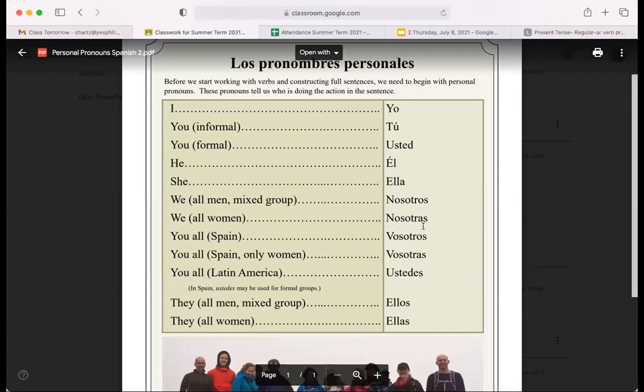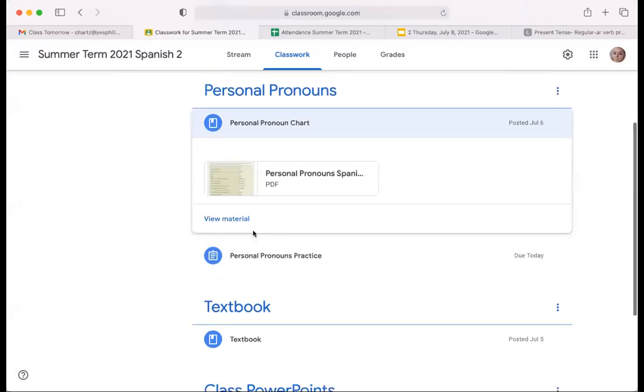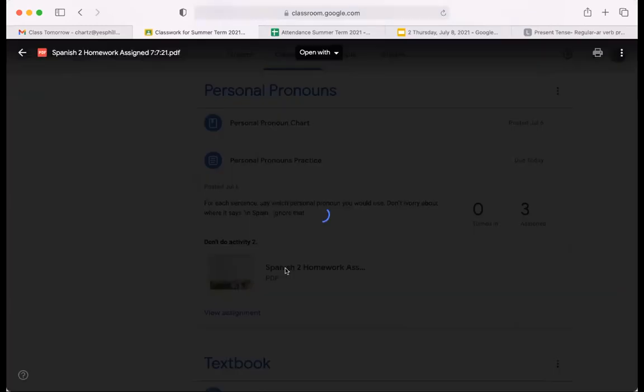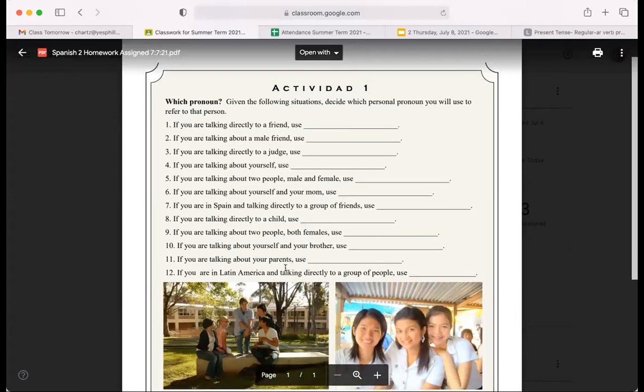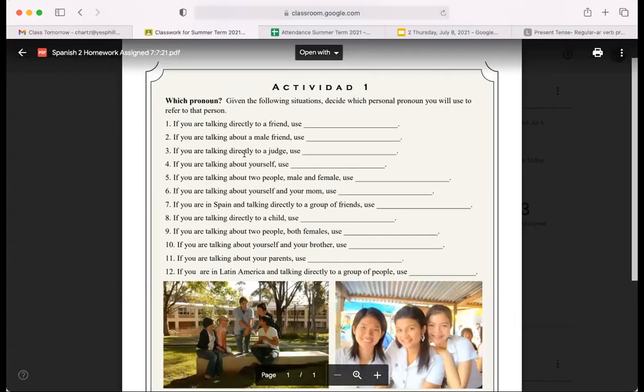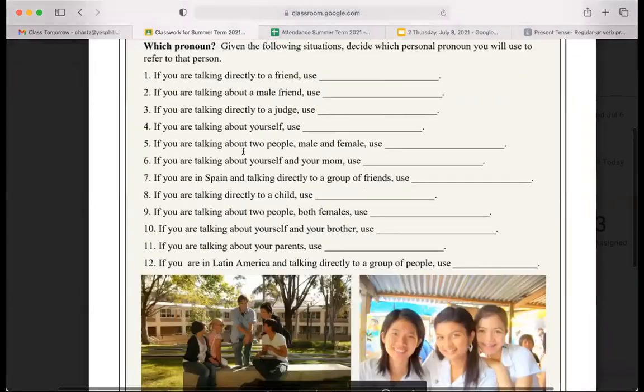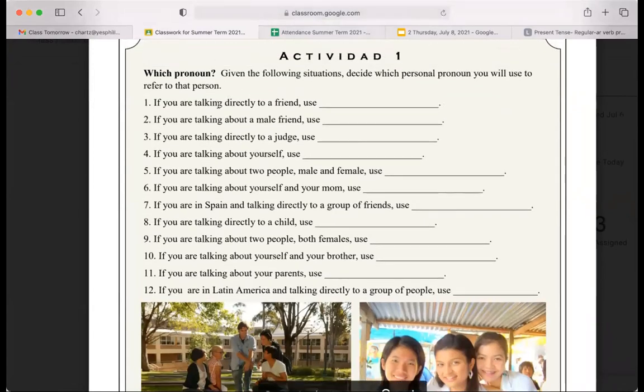Like I said, don't worry about the vosotros, not important. And this was a practice assignment. This is the personal pronouns that we did, like yo, tú, él, ella, vosotros, things like that. So this is going to ask you if you're talking directly to a.